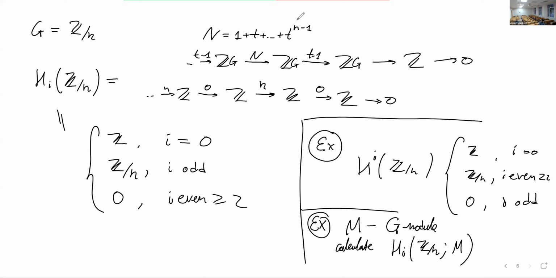Anyway, let's say it's an exercise. Calculate H_i for i equal 0, 1, 2. For i equals 0 we already know the answer, so do 1 and 2. Okay, and the same for cohomology, H^i and H_i.